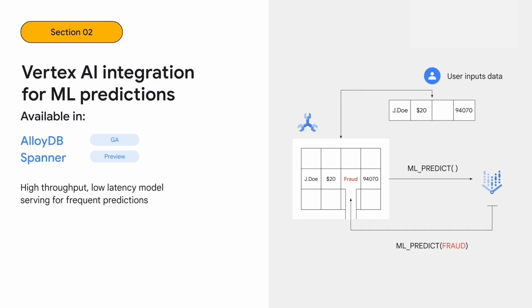One of the examples we're going to talk about today is a fraud detection use case. AlloyDB can call a fraud detection model within a transaction. So if John Doe tries to make a purchase for $20, we can call Vertex AI using this ML predict function and determine if it's fraudulent as we save it down. This feature is actually also available in Cloud Spanner, which is GCP's relational database offering with unlimited scale, strong consistency, and up to 5 nines of availability.